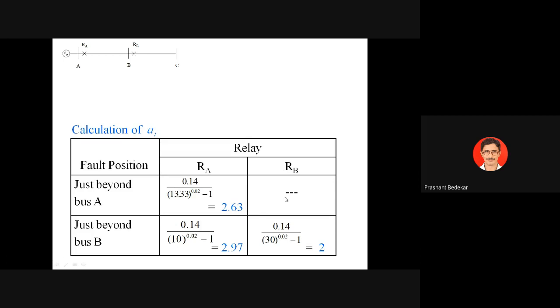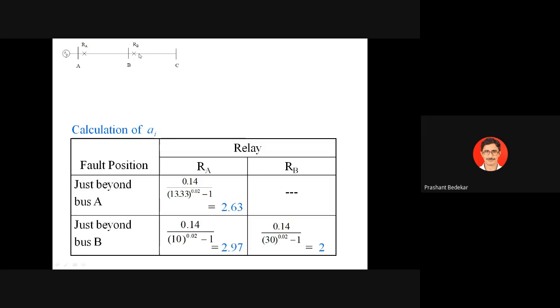There is no question of RB here, relay B, because the fault is somewhere here. Relay B cannot sense the fault, because relay B is looking in this direction, a directional relay, B to C. If there is any fault in the range B to C, this relay will take care of it. But a fault on the left-hand side, relay B cannot see, that is why a dash.